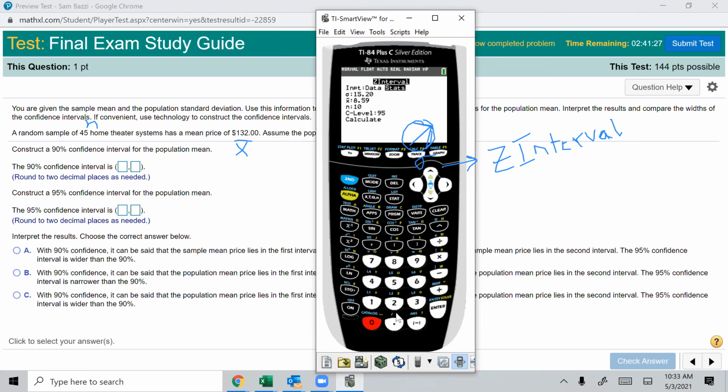X bar, 132. N is 45. And let's do 90% first. You can put 0.90 or 90, either way the system will accept it. And that's the first interval. So the 90% confidence interval, he wants 2 decimal places. So 128.27, 135.73.